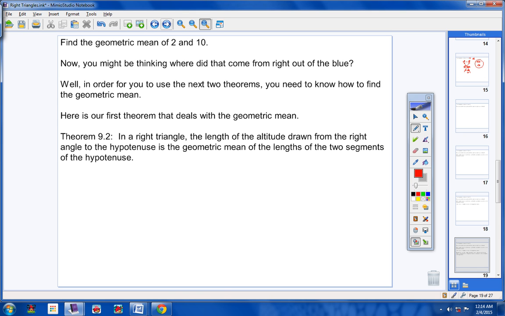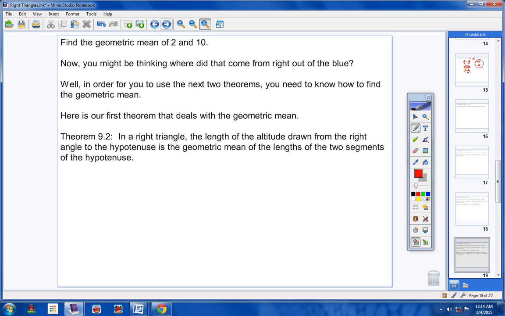Copy this down. Theorem 9.2. You need to know these, okay? In a right triangle, the length of the altitude drawn from the right angle to the hypotenuse is the geometric mean of the lengths of the two segments of the hypotenuse, okay?